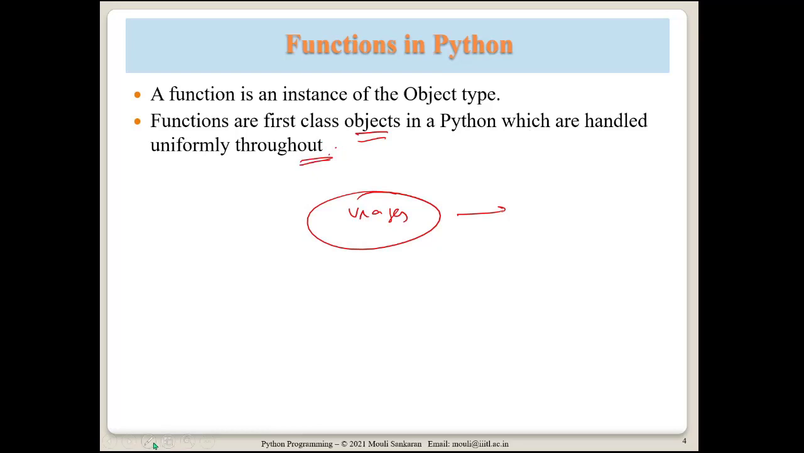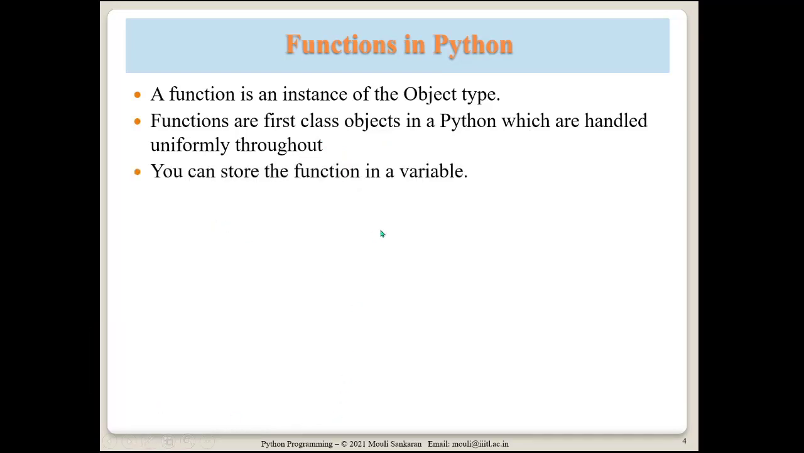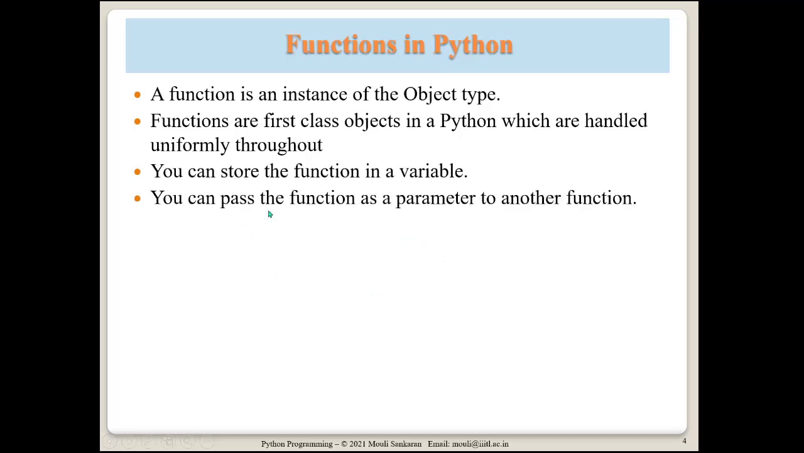Okay, you can pass it as a parameter, return it as a value. You can do anything. You can store a function in a variable. You can pass the function as a parameter to another function. You can return a function from a function. We don't call it a function pointer.